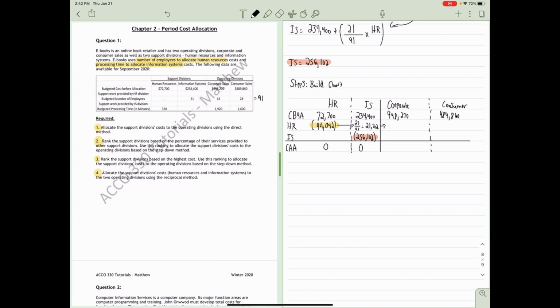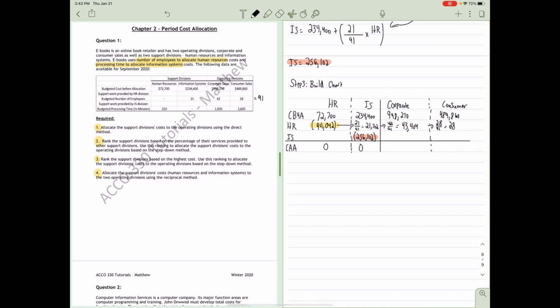So anyways, now guys, we figured out how much IS helps HR, how much HR helps IS, right? They provide 21 employees. Now, HR provides corporate 42 out of the 91. So I'm going to do times 42 over 91. So what's 94,042 times 42 over 91? That's 43,404. All right. And then for the last one, for consumer sales, we have 28 employees out of the 91. That's not the best 9, so hope you guys could forgive me for that. And then 28 over 91. And that gets you 28,936.